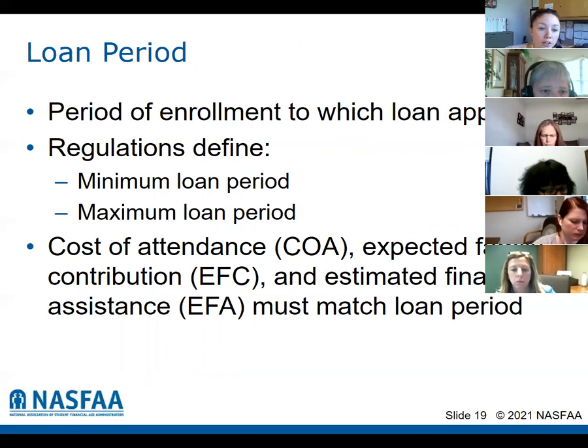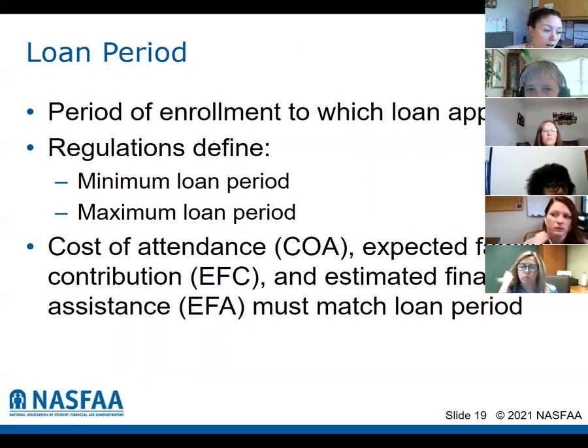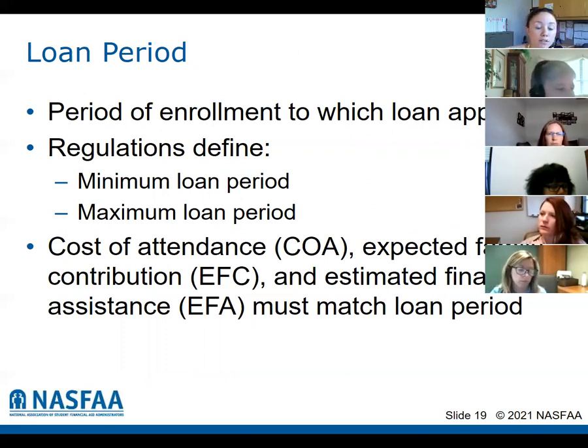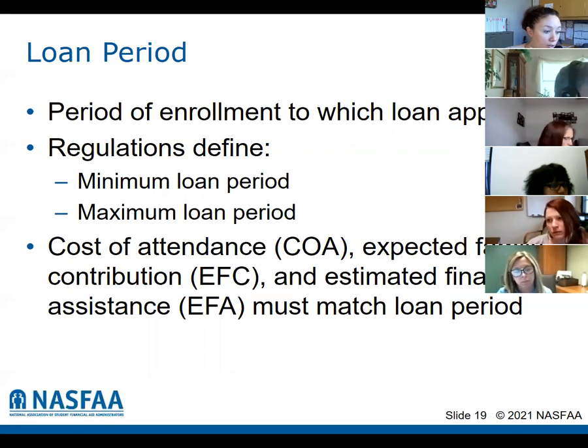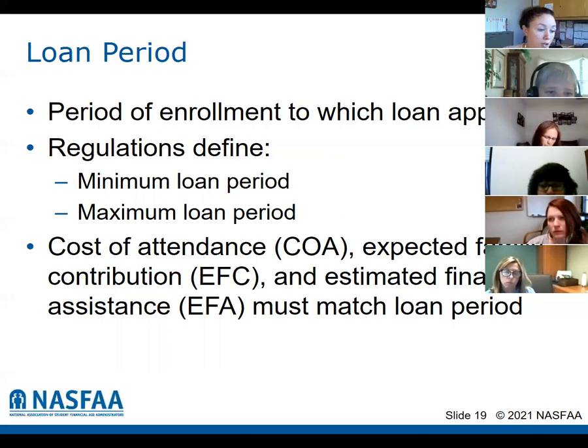So loan period is the period of enrollment to which the loan applies. Typically that's going to be your academic year, but sometimes it's not. Sometimes you're going to create a term only loan. Maybe you have a student who's enrolled in the fall and the spring, but they didn't need the loan in the fall. And now they're in the spring semester and they only need it for the spring. So you could create a spring only loan and that would be your loan period.